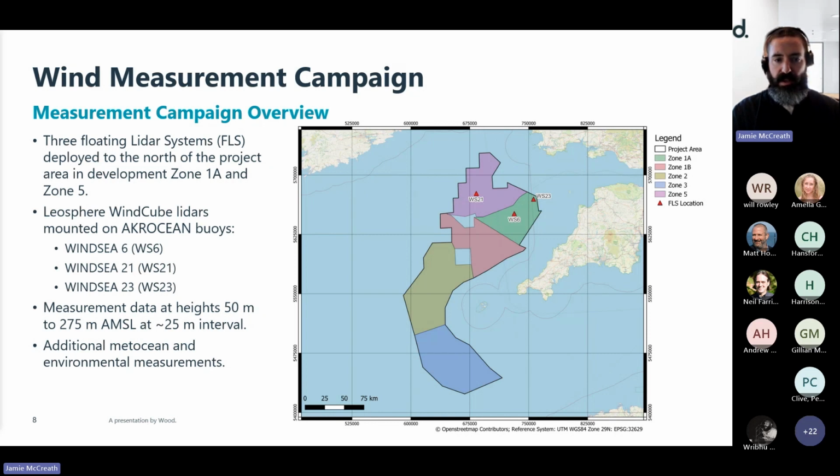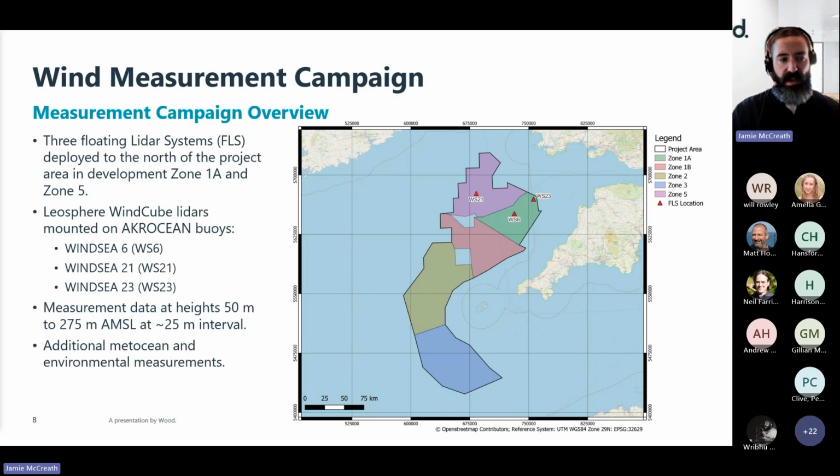You can see there's multiple zones that we considered in our initial work. Zones 1A, 1B, and 5 were the primary targets. So that's the purple, the green, and the red towards the north of the map. They were the primary targets for us to focus on, given that they had the best wind resource and were basically designated as the most suitable for initial development.